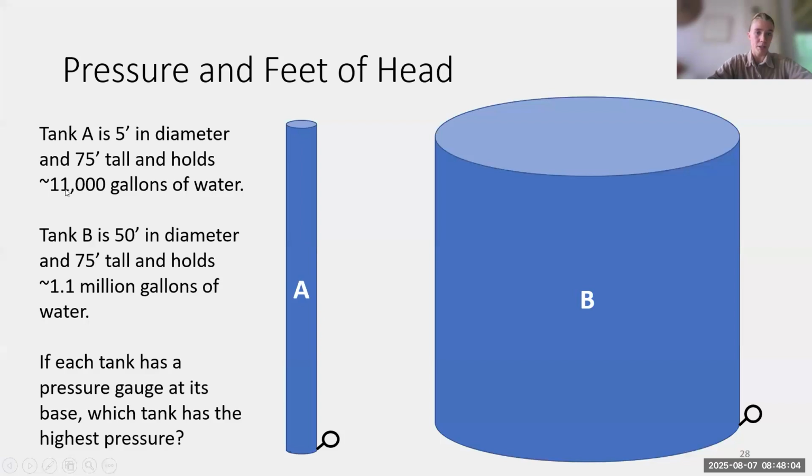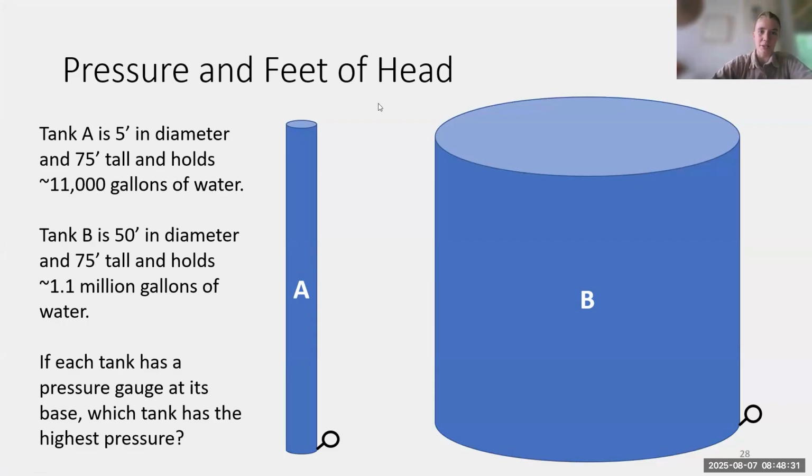When we talk about pressure and feet of head, this is kind of an interesting one. So if we have two different kinds of tanks here, we've got a really wide tank with a really skinny tank. They're the same height. Say tank A is 5 feet in diameter and 75 feet tall. Tank B is 50 feet in diameter, 75 feet tall, and holds 1.1 million gallons of water.